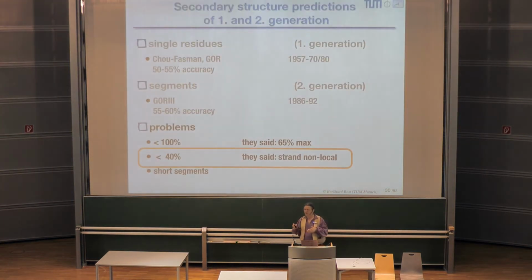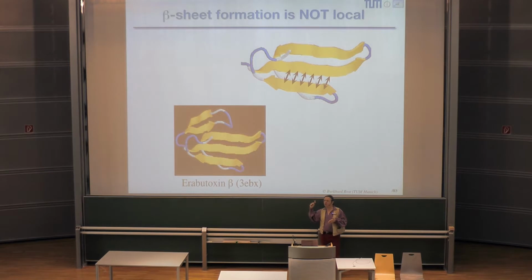Now, here's another aspect that is important in this story. Remember I told you the argument why beta strand was predicted at levels just about random was that strand formation is non-local. And that's a biochemical or biophysical argument that is absolutely impeccable. It's totally true.